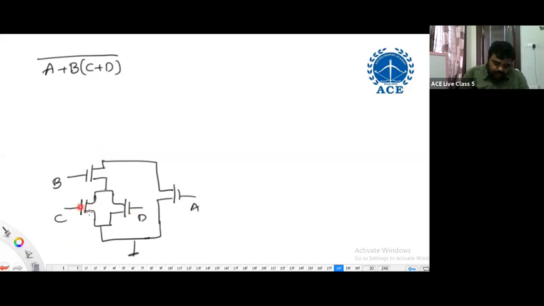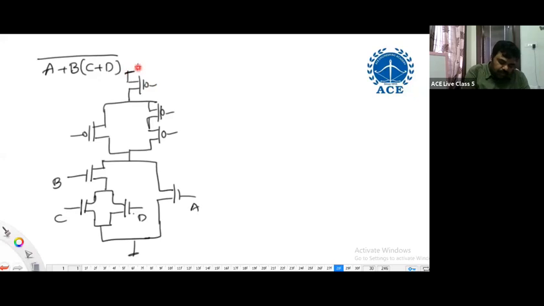What is it here? These are in parallel, so those must be in series. After that, this is in series with B, so this must be in parallel with B. After that, this is in parallel with A, so that must be in series with A. This is BD, this is A, this is CD, this is B. That's what we are getting.